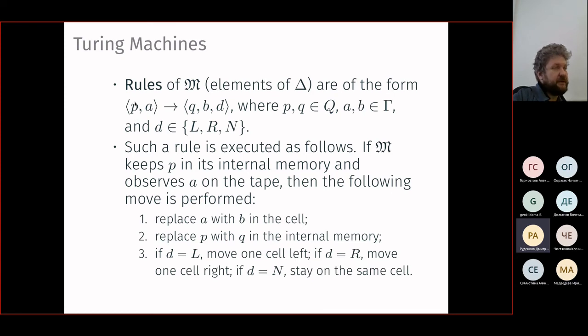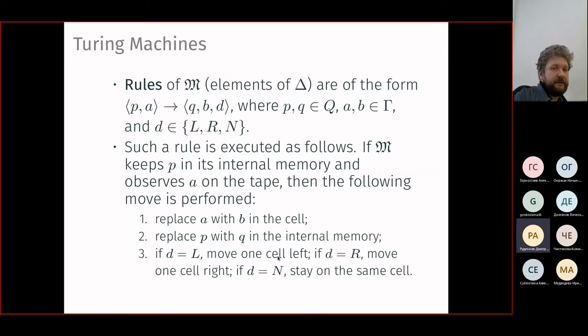So if we are in state P and we observe letter A, then what should we do? We should replace A with B in the cell we're observing. We replace P with Q in our internal memory, so what we keep in our mind. And next we can move. So L means left, R means right, N means no move, right?